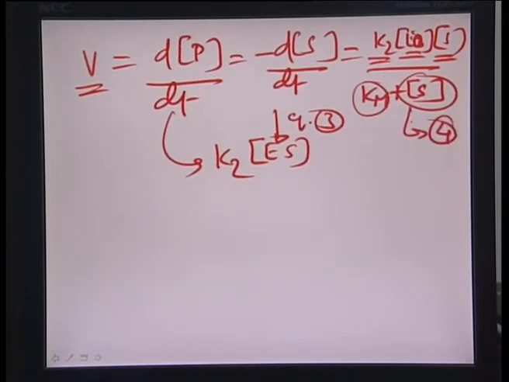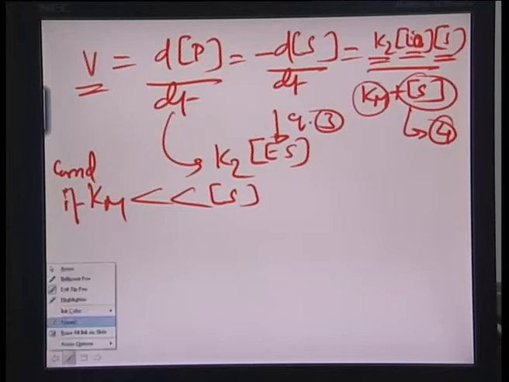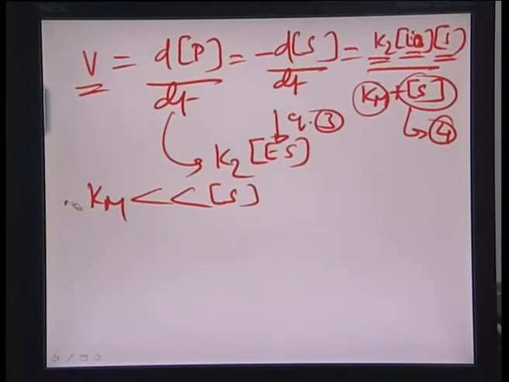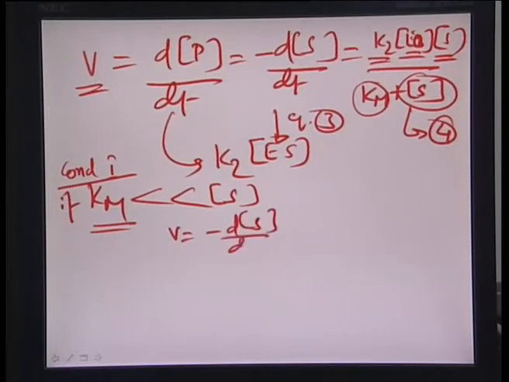There are several conditions here that this equation can be imposed in. In condition 1, let us suppose that this Michaelis constant Km is very, very small in comparison to S. So in condition 1, I assume the Michaelis constant Km to be very much less than S. So equation 4 changes into V equals minus ds by dt equals the formation of product dp by dt as K2 E0.